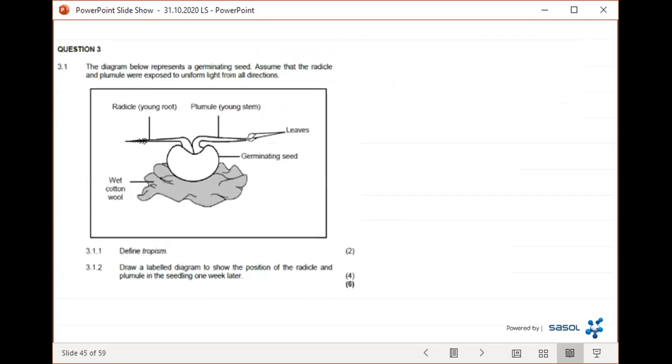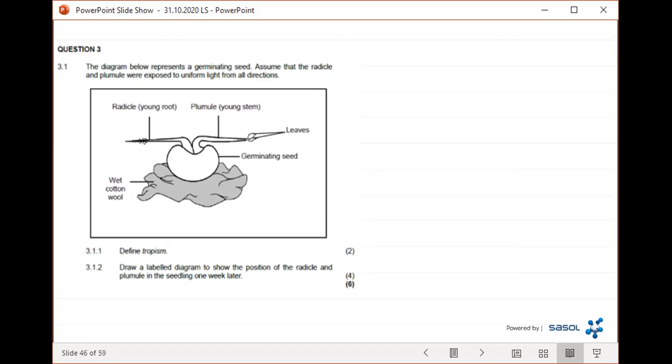Okay, next question, which is question 3. It says the diagram below represents a germinating seed. Assume that the radicle and the plumule were exposed to uniform light from all directions. Okay, then question 3.1.1 says define tropism. Then question 3.1.2, draw a labeled diagram to show the position of the radicle and the plumule in the seedling 1 week later, right? Okay, so we have the radicle, which is your young root, and we have your plumule, which is your young stem, right?